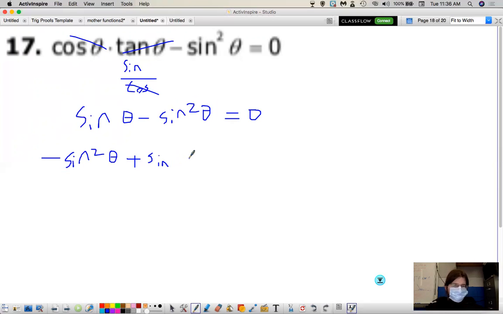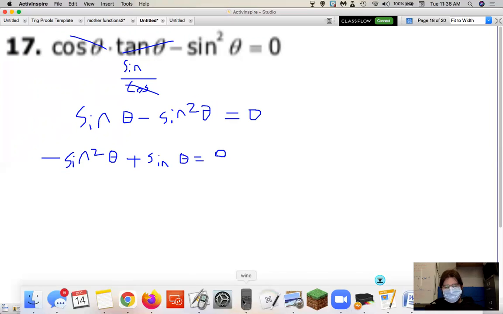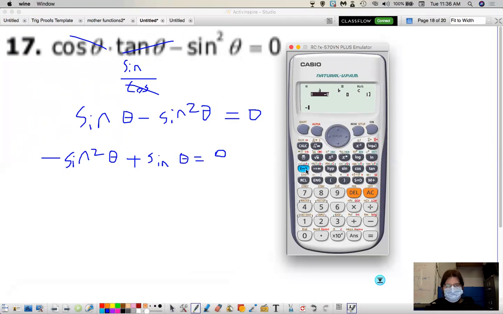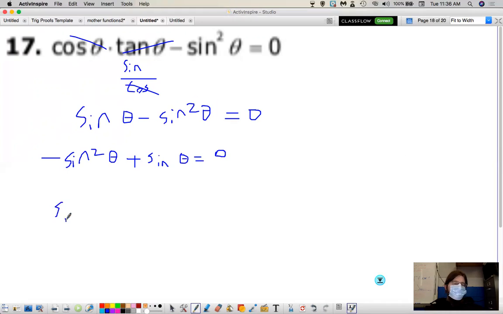Sorry, got lost there for a second. Negative 1, 1, and 0 for my constant. X is 1 and 0. So sine of theta is 1. Sine of theta is 0. Is it 0? Yeah. So this happens at 90 degrees. This happens at 0 degrees and 180 degrees.